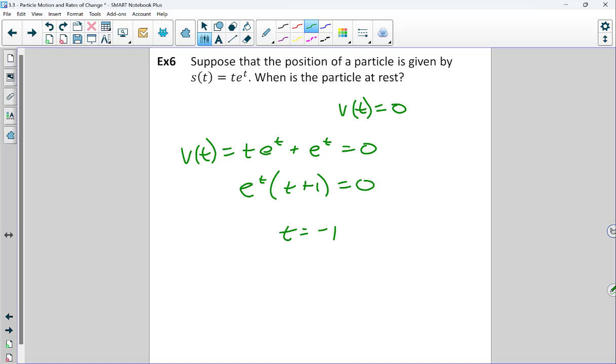When is the particle at rest? The particle is at rest at t equals -1. Again, a negative time is perfectly fine. There's no reason to ignore negative time. There are no domain restrictions expressed in this problem. So t equals -1 is my answer.